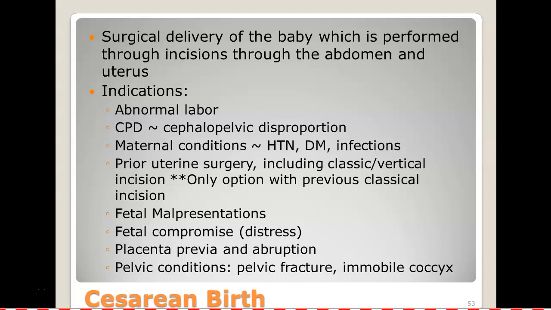Any kind of fetal malpresentations, again, like that footling breech or that transverse lie or oblique lie where the baby is not coming down properly in the birth canal, or a compound presentation, that would be a reason for a C-section. If there's fetal compromise, anytime we notice that the baby is compromised for whatever reason and distressed, that is the quickest way to get the baby out. A placenta previa or abruption can lead to a reason for a cesarean section, and certain pelvic conditions like a previous pelvic fracture or an immobile coccyx. Remember that coccyx has to be able to move a little bit to make way for that infant, and some women who have an immobile coccyx, it just doesn't give that leeway and they can't deliver vaginally.